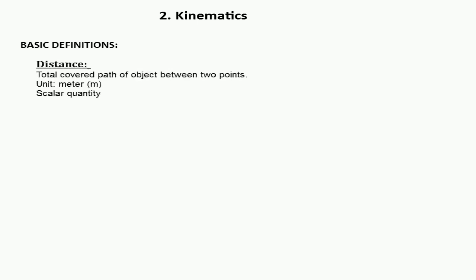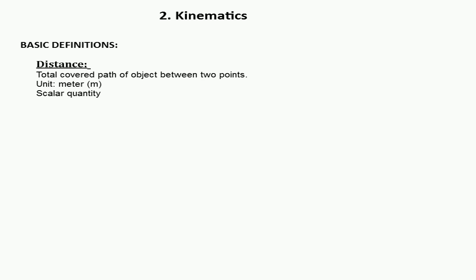Dear student, in Unit 2 Kinematics we will start from some basic definitions. Our first definition is distance. Distance is the total path covered by an object between 2 points. It means how much path the body covered from the starting to the finishing point is called distance. The unit of distance is meter, and distance is a scalar quantity. It means to study distance we do not need any direction.